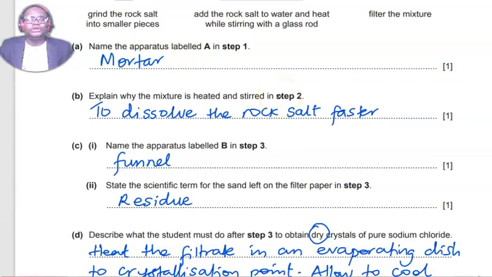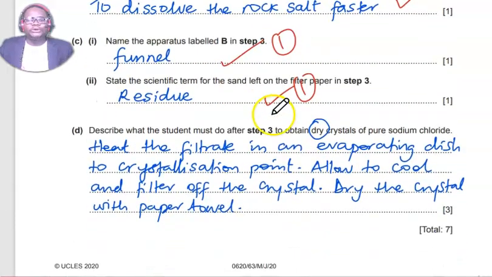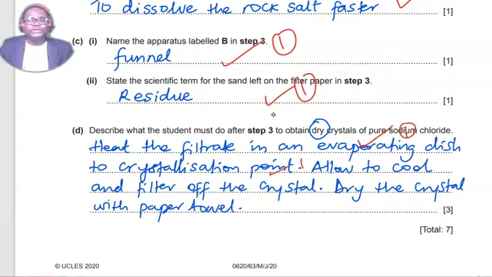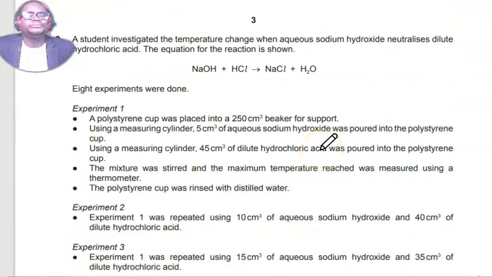So if you have carefully done this, you are going to score your 1 mark for this, 1 mark for this, 1 mark for this, and of course you are going to get your 3 points for this. Heating in an evaporating dish, you score a mark there. You heat to the crystallization point and you cool. Then of course you dry with filter paper. You get your 3 marks there. Now question 2.